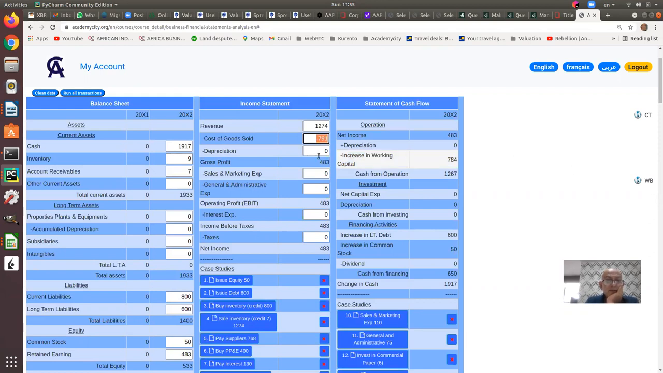We sold that inventory for 1274. It cost us only 791. Therefore, we made what we call gross profit. In this case, since we didn't account for any other expenses, for us, gross profit and net income are the same. We will distinguish between those two today. I'll get deeper into that.